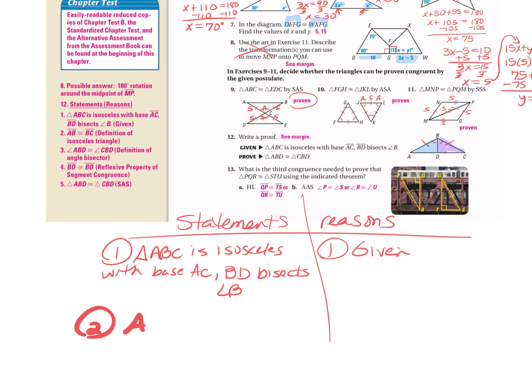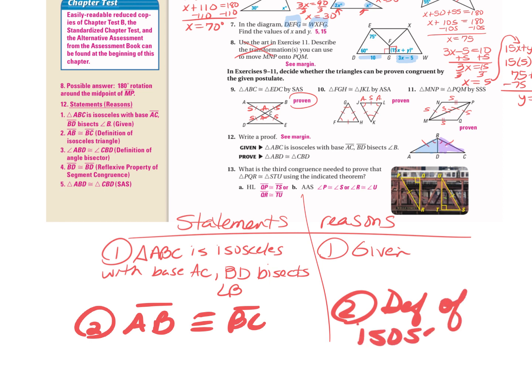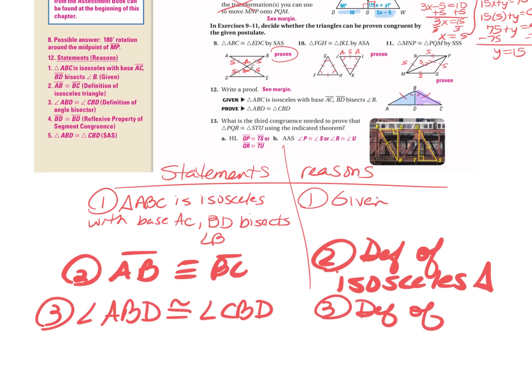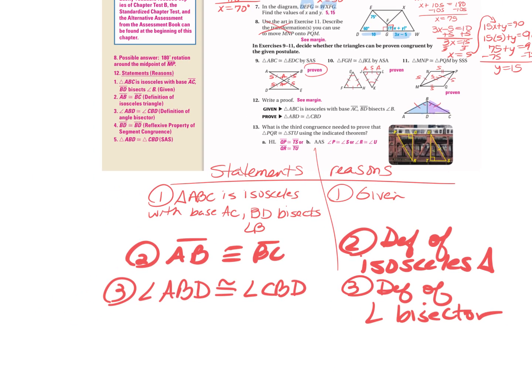So I need to state that AB is congruent to BC, and this is definition of an isosceles triangle. And then I'm also going to name that angle up there that I labeled. So the angle ABD is congruent to angle CBD. And this is definition of an angle bisector. Because when a larger angle has been bisected, then it splits it into two congruent pieces.